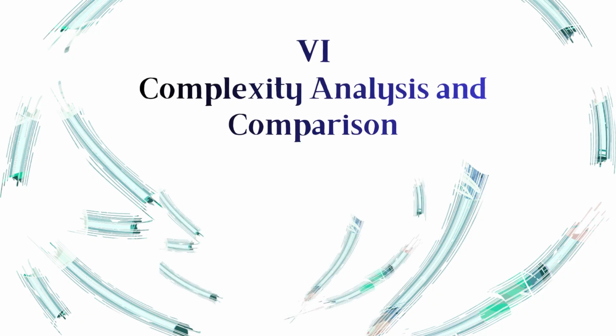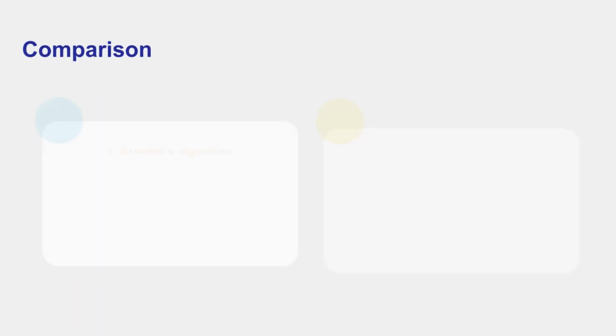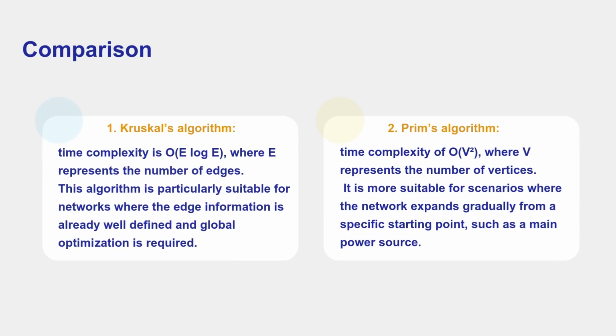In the final part, we are going to summarize what we mentioned above. When comparing the computation costs, both Kruskal's and Prim's algorithms are efficient ways to build a minimum spanning tree. Kruskal's algorithm first sorts all the power lines based on cost. Because of the sorting process, the complexity is E log E. This method is suitable when we want to optimize the total cost of the entire power network.